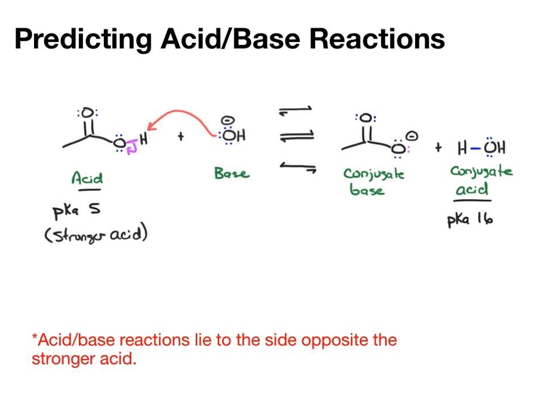So what that's telling us is that this is more willing to donate a proton, and since it's more willing to donate, the reaction goes to this side. This one would rather keep its proton, so this reaction doesn't want to go in the opposite direction. So the reaction lies opposite the side of the stronger acid. Here's the stronger acid, so the reaction lies to the right. So we will circle this as our correct equilibrium arrow.